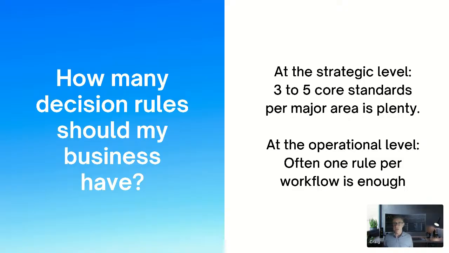Now, question 3 was, how many decision rules should my business have? Please don't complicate this. Don't have a multitude of rules that you get stuck in, so that people forget what the rules were. At the strategic level, 3 to 5 core standards per major area is plenty. But at the operational level, often one rule per workflow is enough. As we said earlier, you don't want a 20-rule manifesto. Too many rules create friction. Too few create drift.